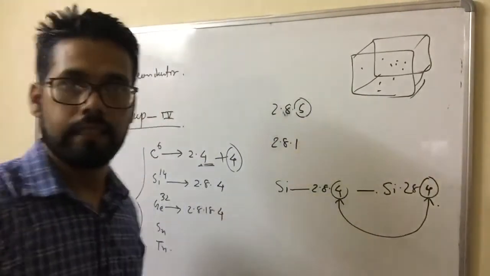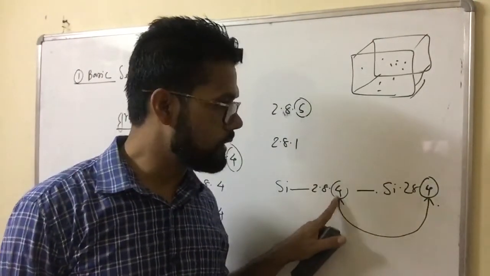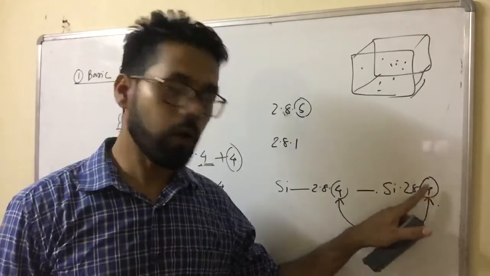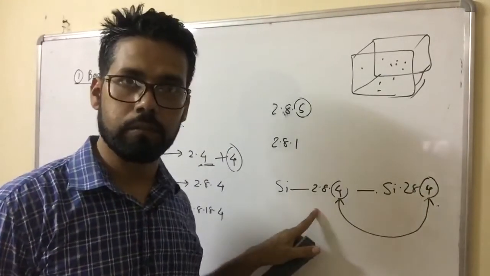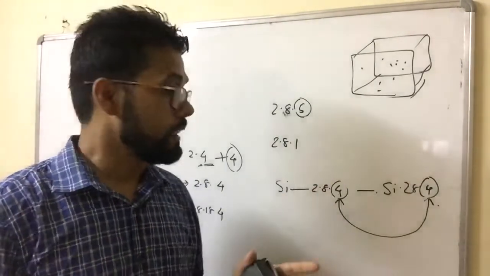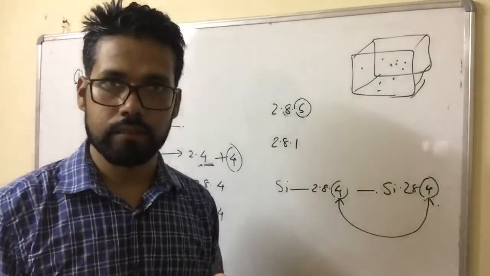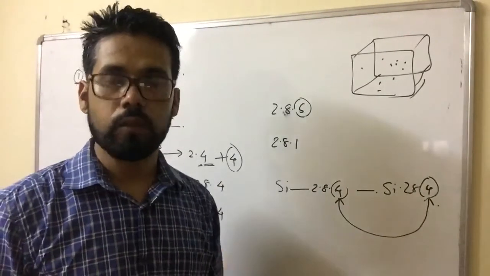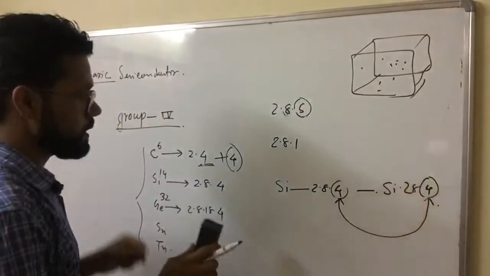So this silicon atom neither gives all 4 electrons to the other silicon atom, nor does the other give its 4 electrons to this one. They never completely give the electron to any other atom. They will share, and finally 4 plus 4 makes 8 electrons. That means in a semiconductor, a covalent bond always takes place. How, I will tell you later.